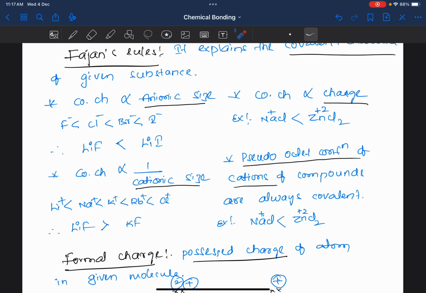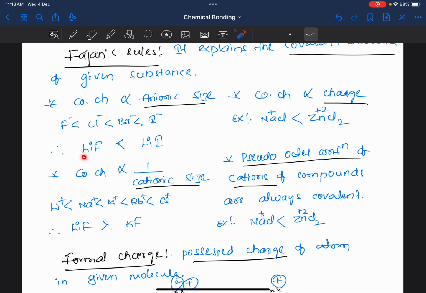Covalent character is directly related to anionic size. Now let me take anions, that are the 17th group of elements. From fluoride ion to iodide ion, ionic size increases. So on increasing anionic size, covalent character increases, no? That's why, for a given cation, covalent character increases with increasing anionic size.